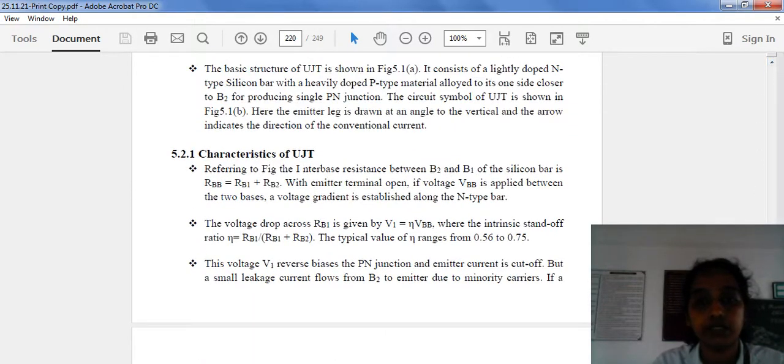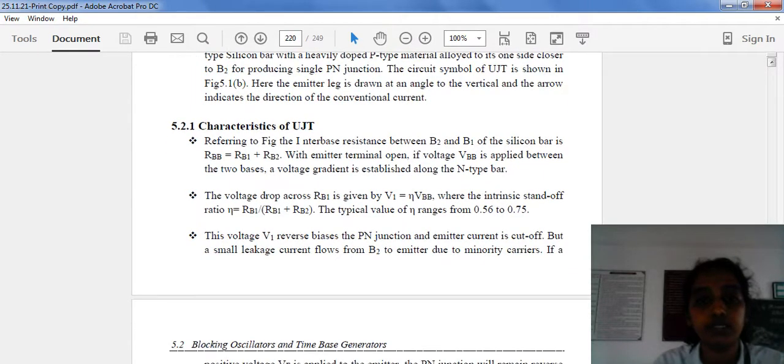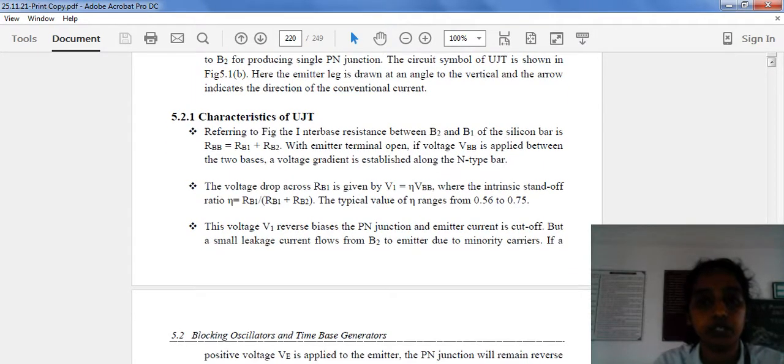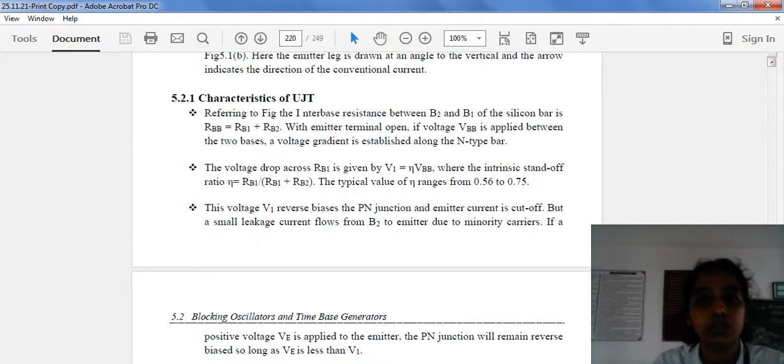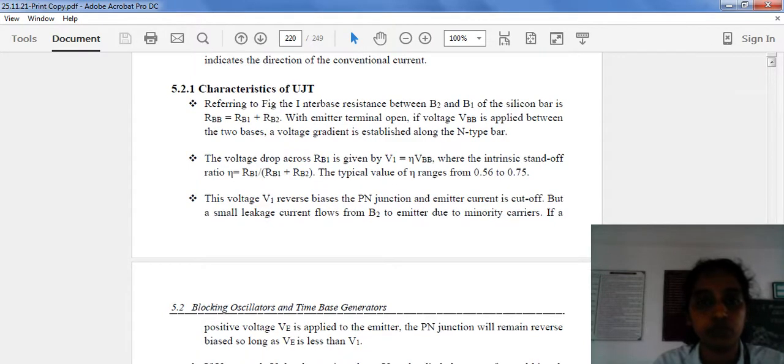Considering the characteristics of UJT, you have two resistances between base 1 and base 2. So the total resistance is RB1 plus RB2. If voltage is applied between the two bases, when the emitter is open, a voltage gradient is established along the N-type bar. Then you have the intrinsic standoff ratio eta.